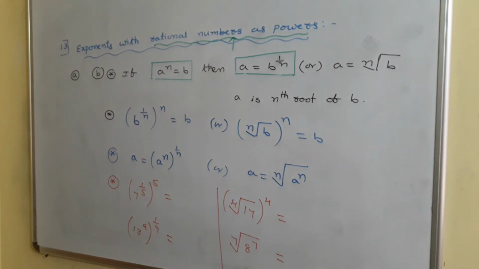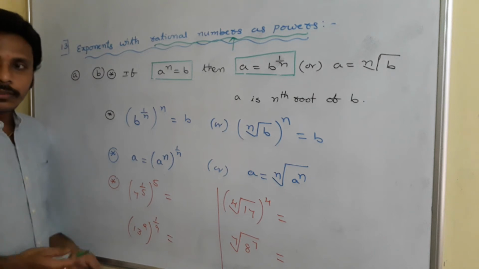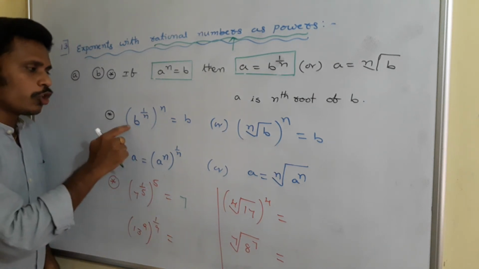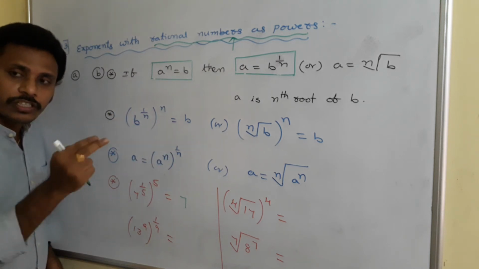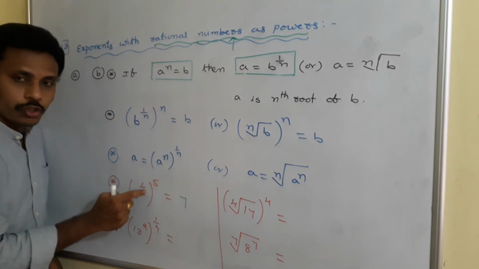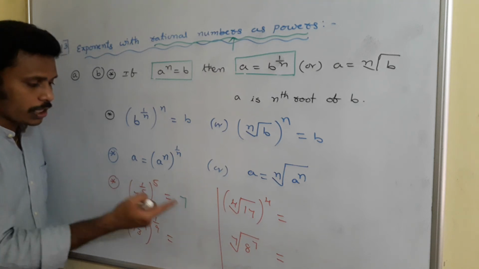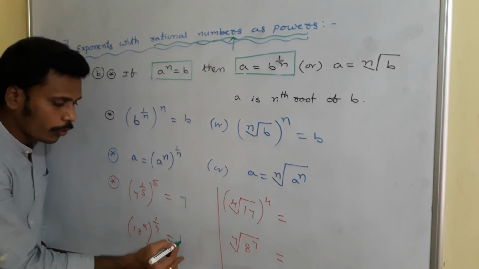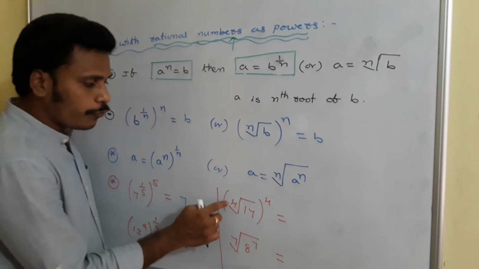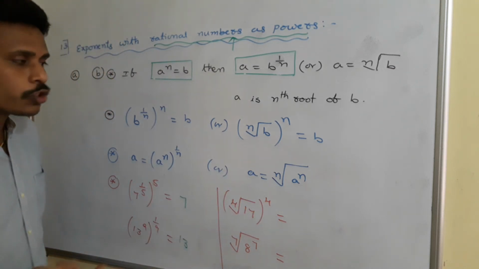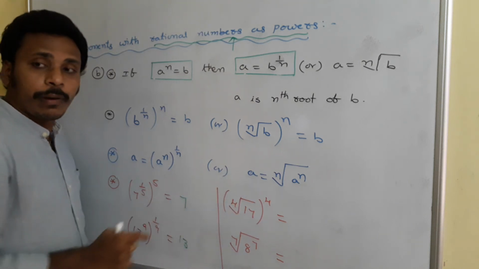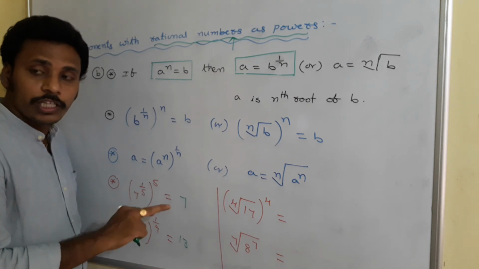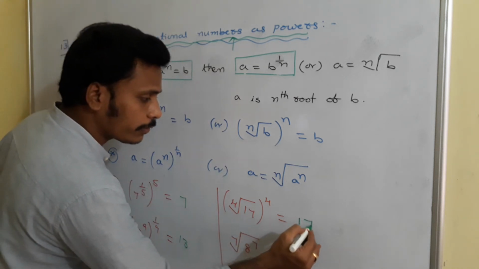As I said, the answers are very simple to say. According to this first law, your answer is 7. Either you may go with this first law or you just think in another way. Just multiply these two. 5 into 1 by 5 is 1. So 7 power 1 is 7. Then for the second problem again, multiply these two, that is 1, and your answer is 13. And here, the 4th root of 17 to the power 4. So again, here it is 4th root and power 4. These two are inverse actually. These two get cancelled and you are left with 17.